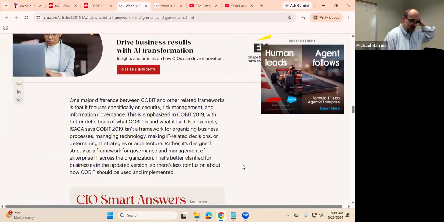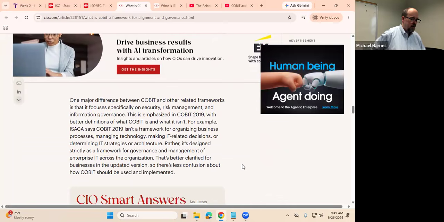So one major difference: COBIT versus security, risk management, information governance. COBIT isn't a framework for organizing business processes, managing technology, making IT-related decisions, or determining IT strategies or architecture. Rather, it's strictly a framework for governance and management of enterprise IT across the organization.